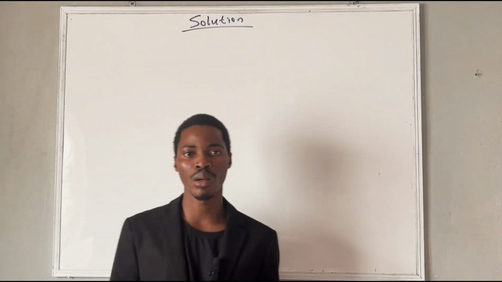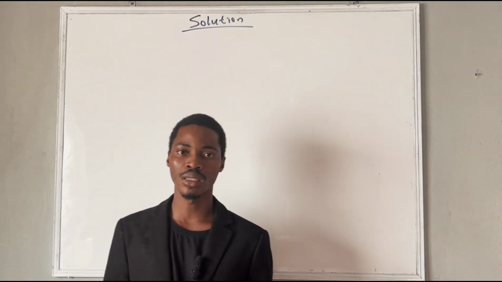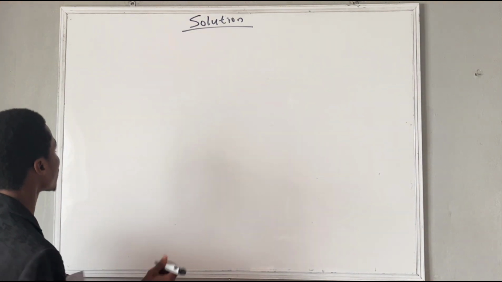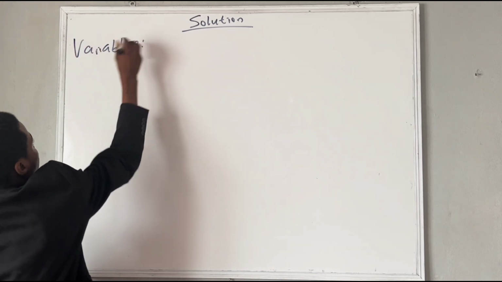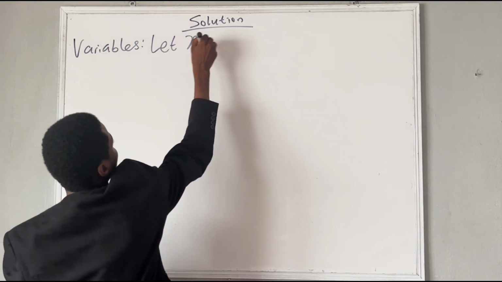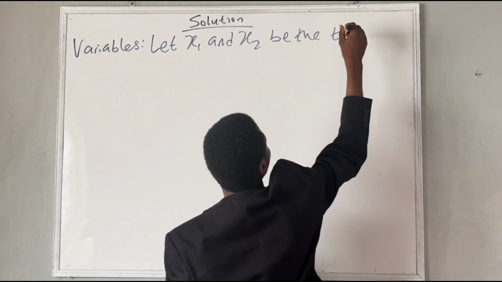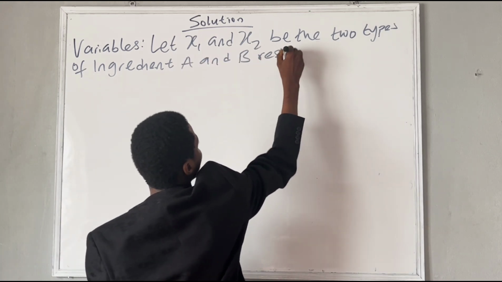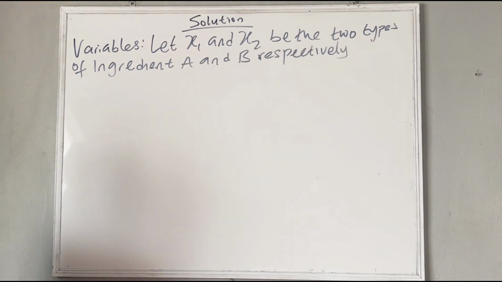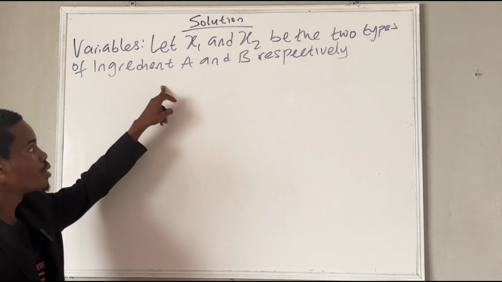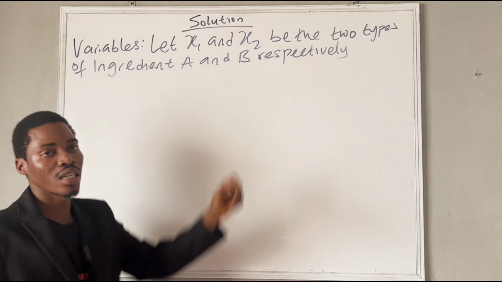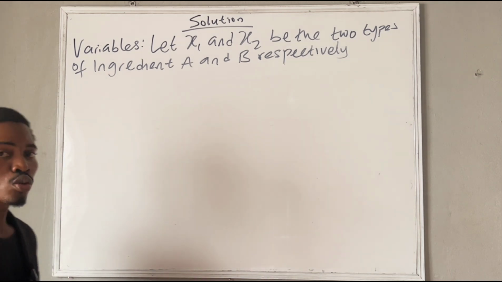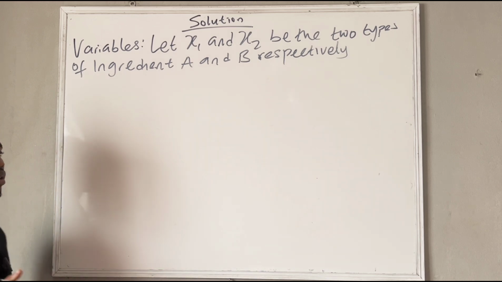So we can let x1 be an ingredient of A and x2 be an ingredient of B, because we are writing the decision variables. So x1 is ingredient A and x2 is ingredient B respectively. These are the variables for the linear programming problem. Next is to formulate the objective function.